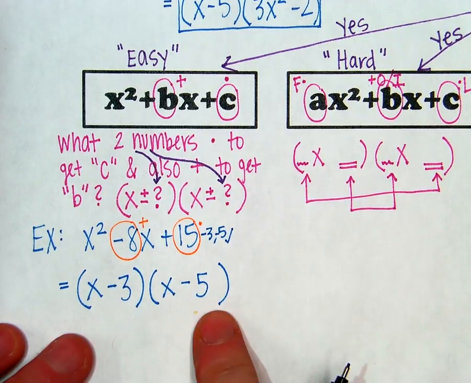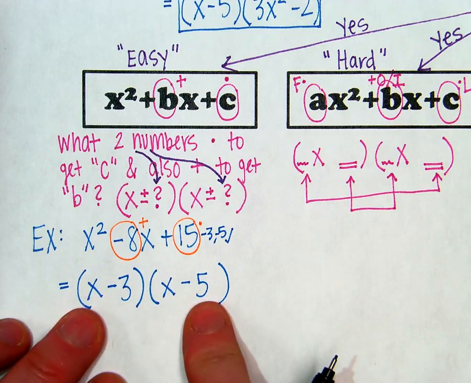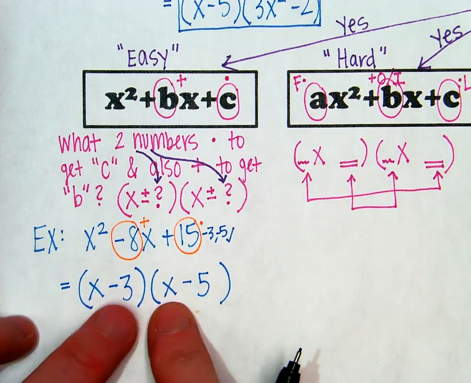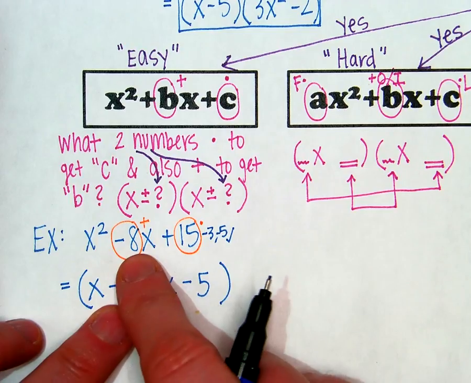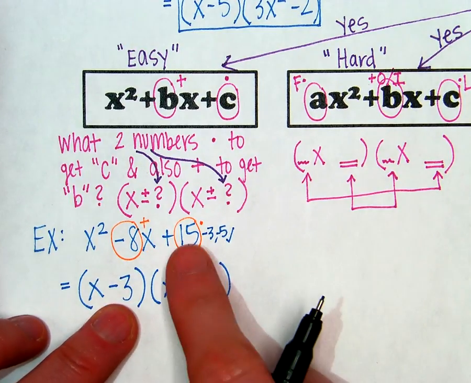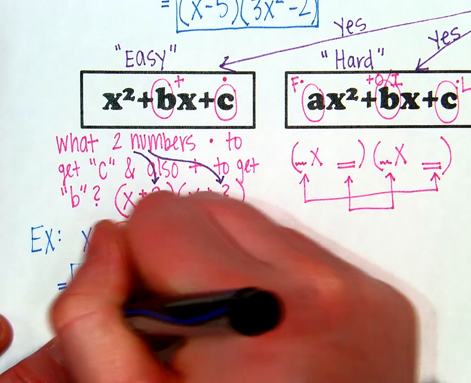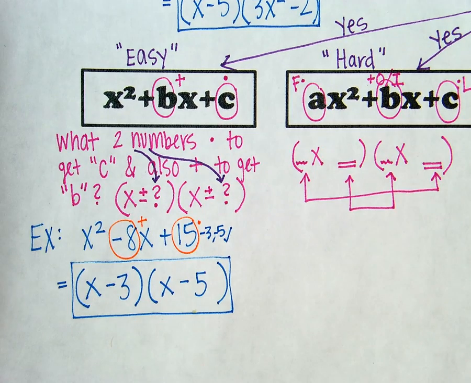And remember, I can always FOIL this out if I wanted to. First, this would multiply together to be x squared. Outside would be negative 5x. Inside would be negative 3x, which does combine to be negative 8x. And last, if I times negative 3 times negative 5, I do get a positive 15. So it does check. That means that this is definitely the right answer for that. All right. So we're done with that example as well.